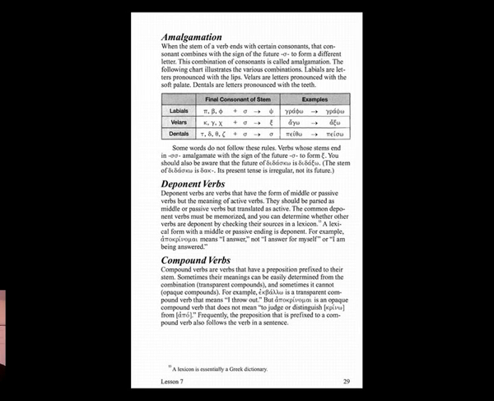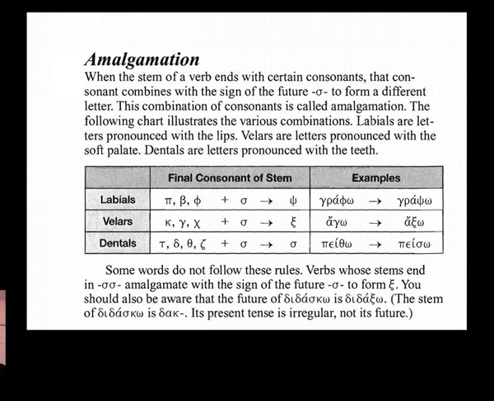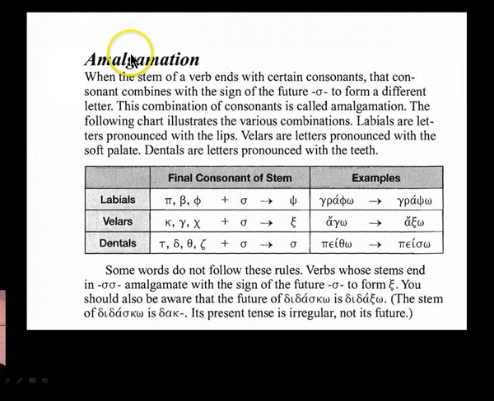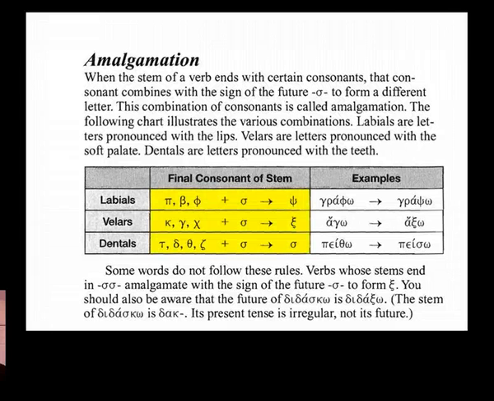On page 29, three key ideas are introduced. Amalgamation is a combination of consonants. Right here in this chart, it's a combination of consonants. You don't have to hang on to the name amalgamation. That's not really crucial that you add that to your vocabulary. What is crucial is that you understand how this chart works.